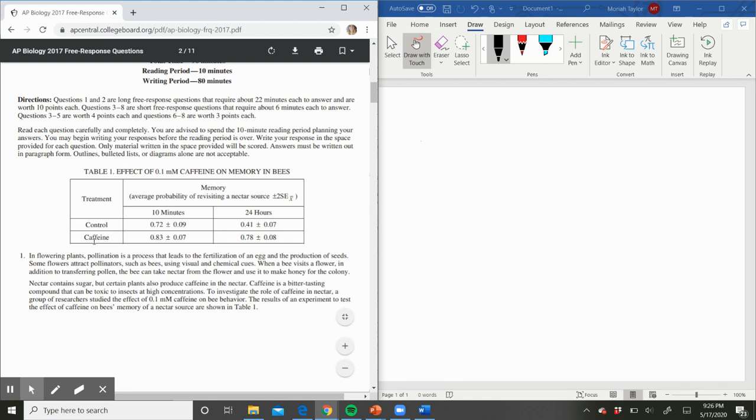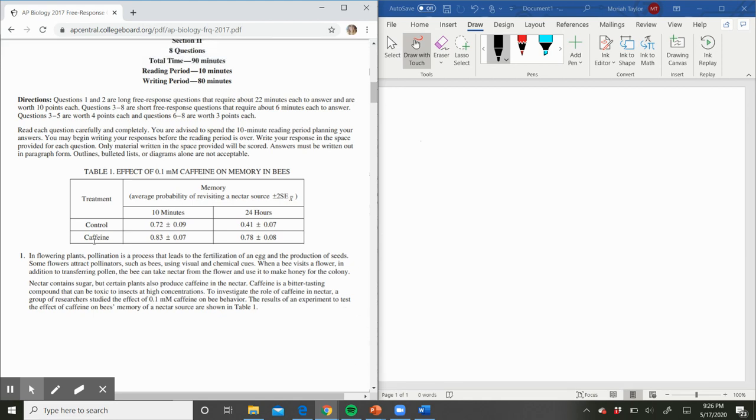Tomorrow you are almost guaranteed to have a table or a graph. But it might even be both. You might get a table and a graph, but it's pretty much 100% guaranteed that you will get at least one or the other. So make sure that you understand how to look at data and make conclusions from it, to be able to get your experimental design points for that.